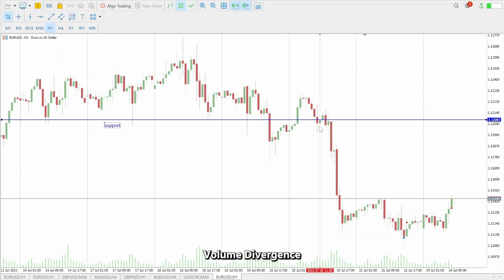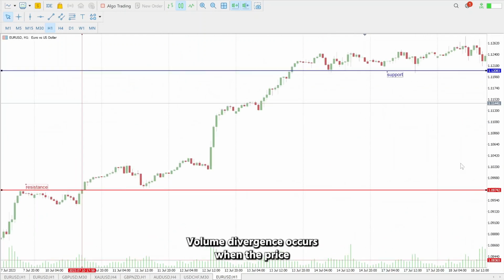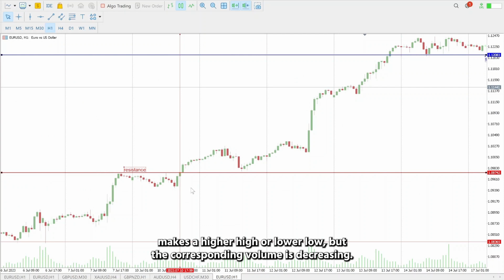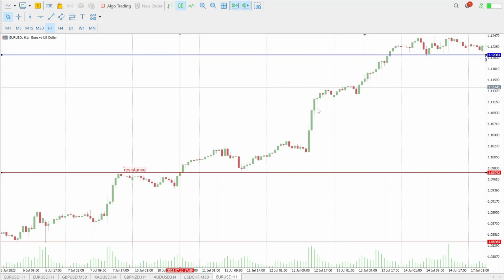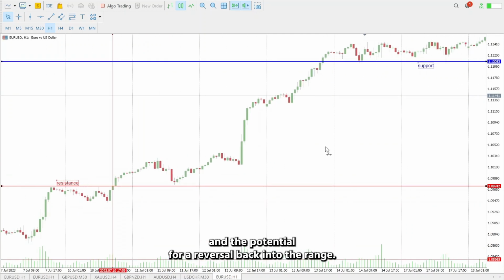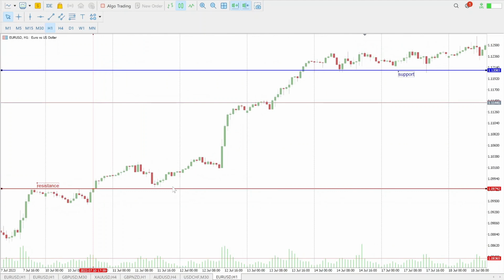Volume divergence. Volume divergence occurs when the price makes a higher high or lower low, but the corresponding volume is decreasing. This could signify weakening momentum and the potential for a reversal back into the range.